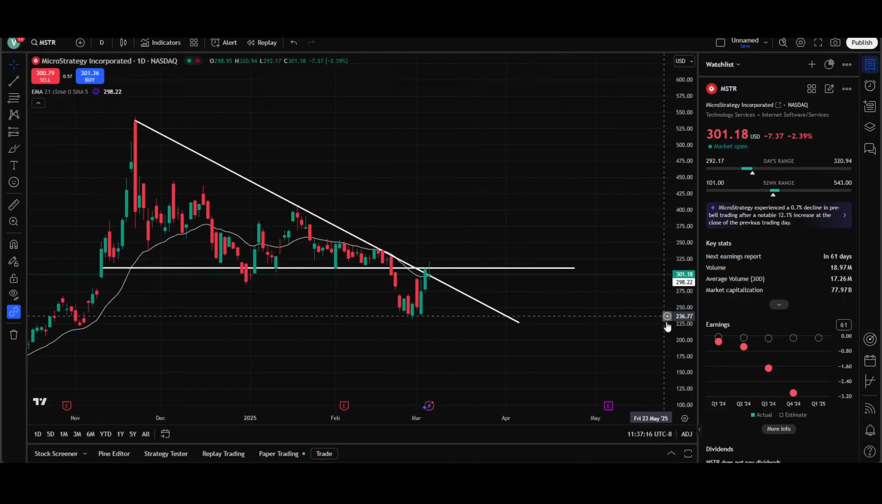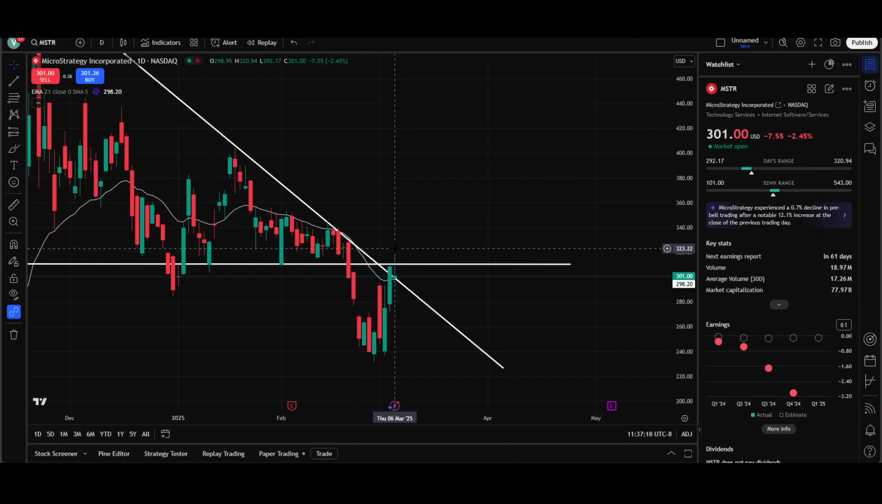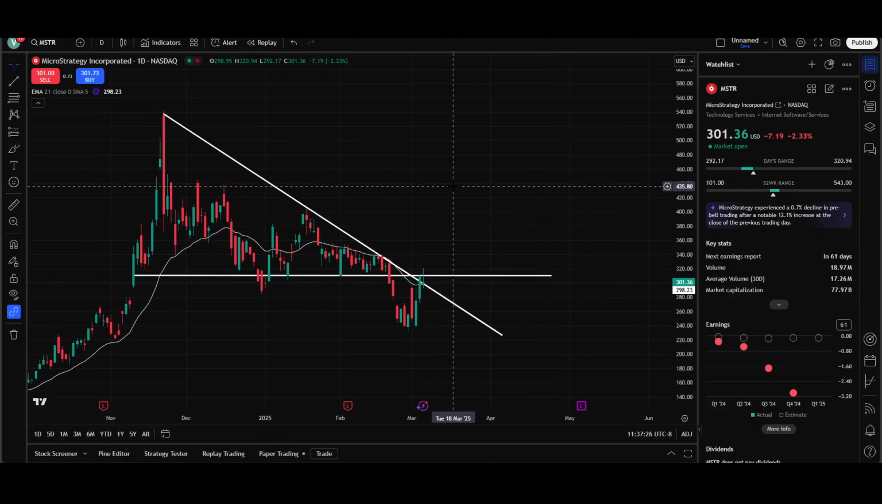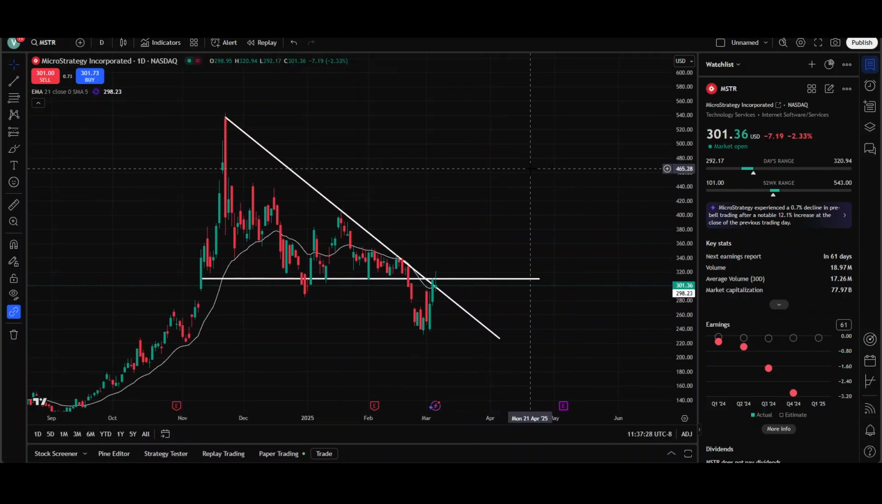As you can see here, we need to see how the price closes. The candle is looking kind of bearish so far. Most likely it's going to be closing bearish. I think there's still a lot of uncertainty in the market. Bitcoin is also looking a little bit weak, showing a little bit of weakness.